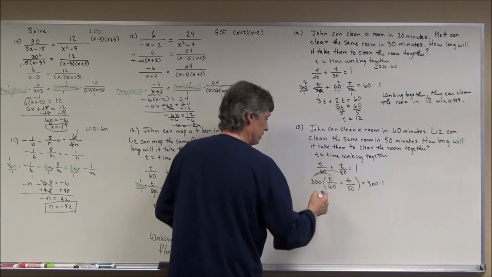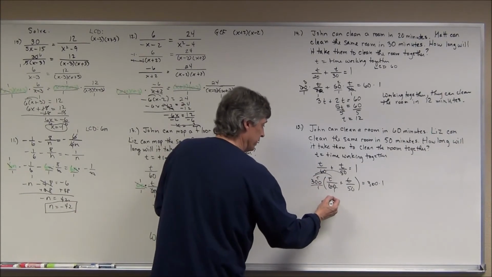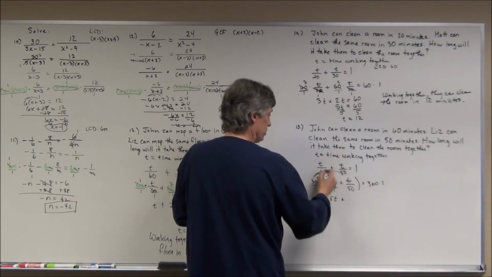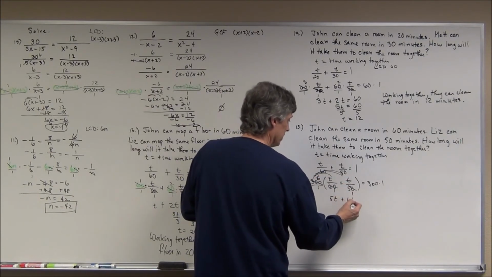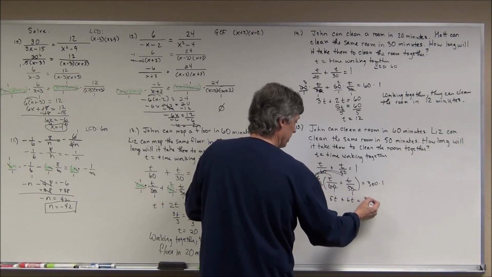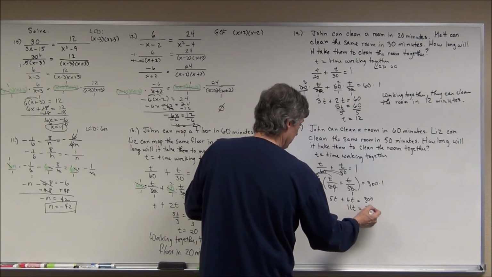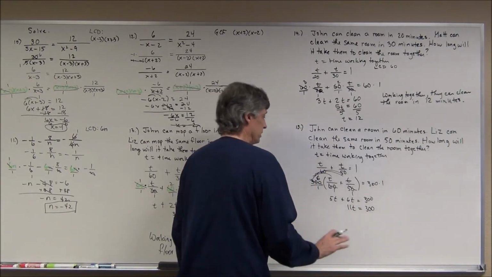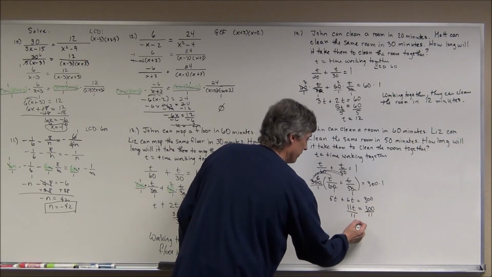So if I distribute, 60 goes in 300 five times, so that's 5T. Here if I distribute, 50 goes in 300 six times, so that's 6T. And 300 times 1 is 300. Now it's not going to come out to be a nice whole number this time, but that's okay. We'll write it as a mixed number. Don't leave it as an improper fraction. Divide both sides by 11.